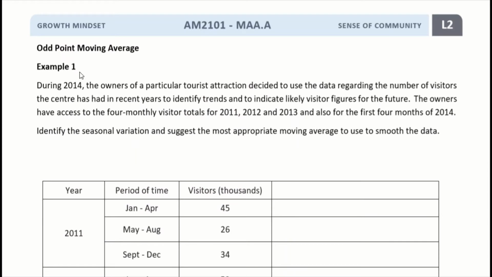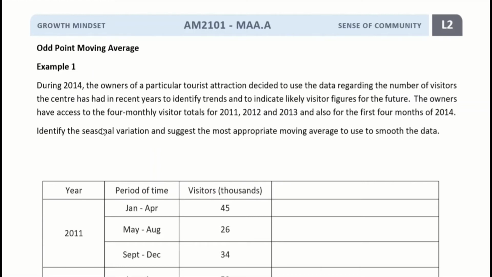Alright, so this is the exact same example that we used to construct a time series plot in the previous lesson. During 2014, the owners of a particular tourist attraction decided to use the data regarding the number of visitors the center has had in a recent year, so that they can identify the trends and indicate the visitor figures for the future.